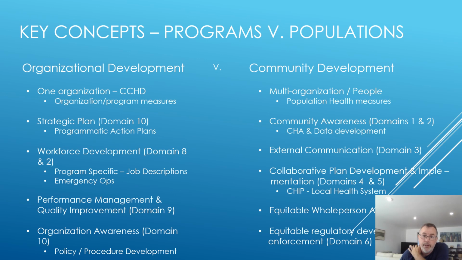And that's versus community development. And that's looking at our whole local health system, which we've already talked about a little bit. And some of the things that accreditation looks at with regards to the community health system and the local health department's role in that community health system. So when we're looking at the local health department, we're talking about programs and program measures. When we're looking at the community as a whole, we're talking about population and population health measures, okay?